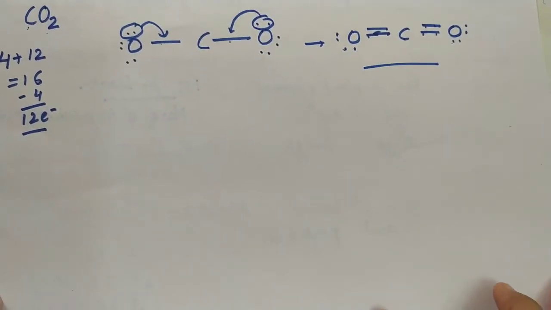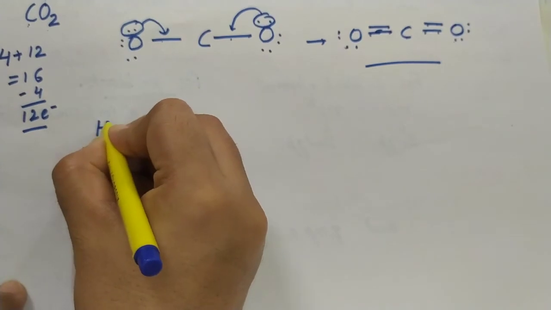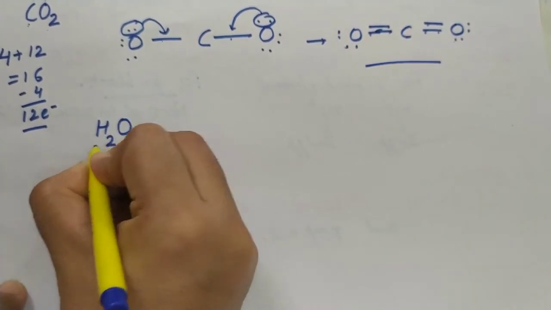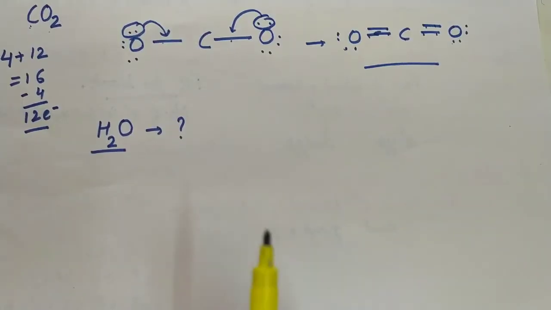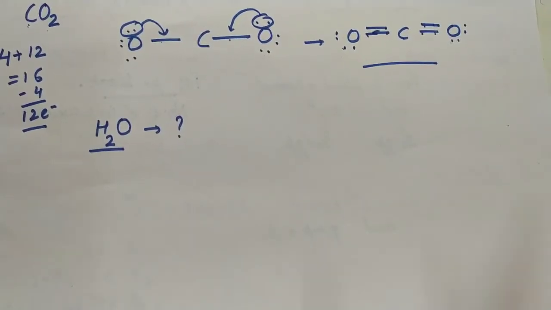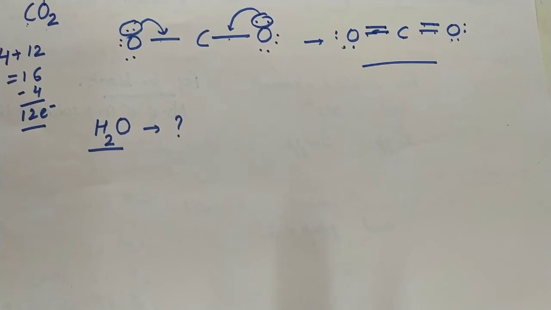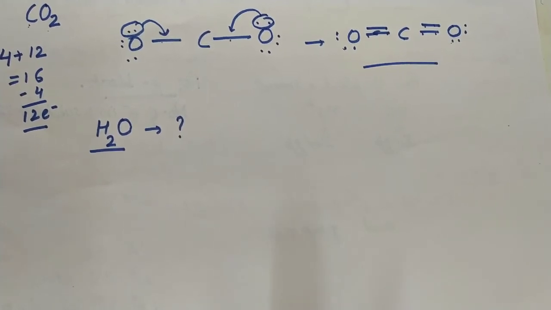Now if you understand this concept, then write the Lewis dot structure of a water molecule by yourself and try to draw the structure. If you find any problem or doubt, please comment in the comment section.